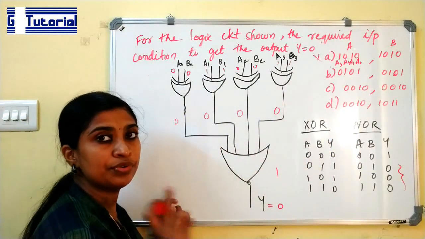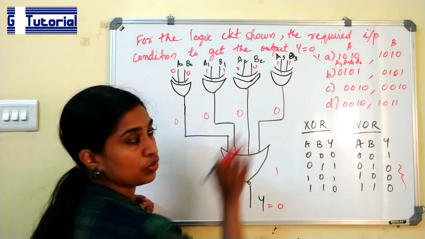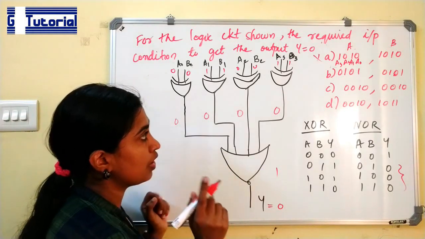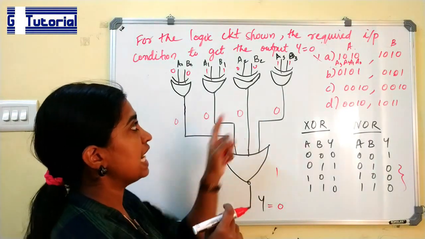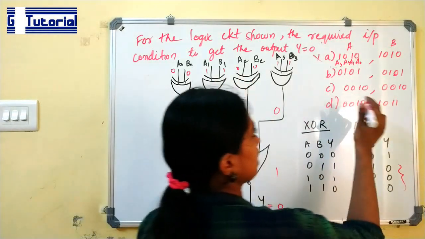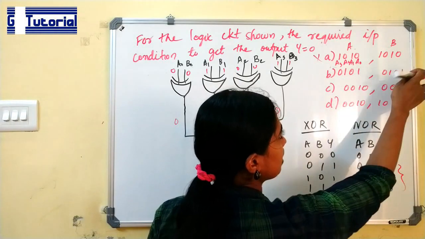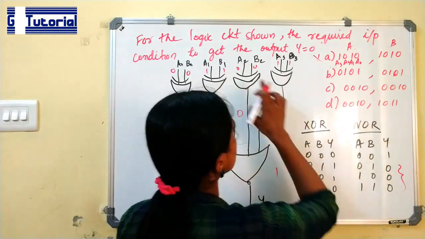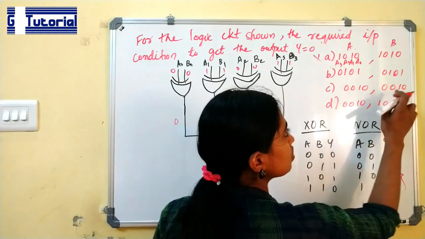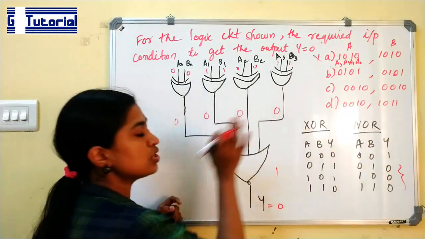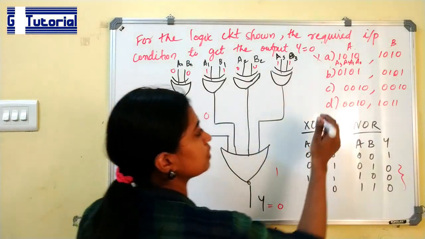So what we have to obtain? We have to obtain at least one 1 from the outputs of these XOR gates. The output is 1 only when any of the gates has unequal inputs. Check. The second option is 0, 1, 0, 1, 0, 1, 0, 1. All the bits are equal. It won't produce 1 as output. Next option is 0, 0, 1, 0, 0, 0, 1, 0. This also does not produce the output 1. So the last option is the correct one.